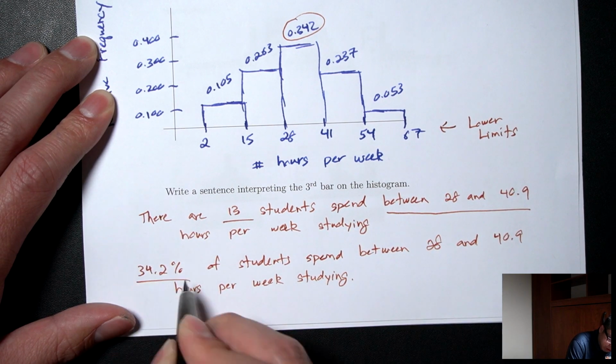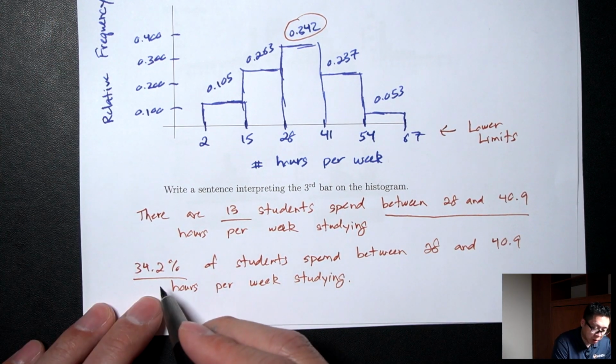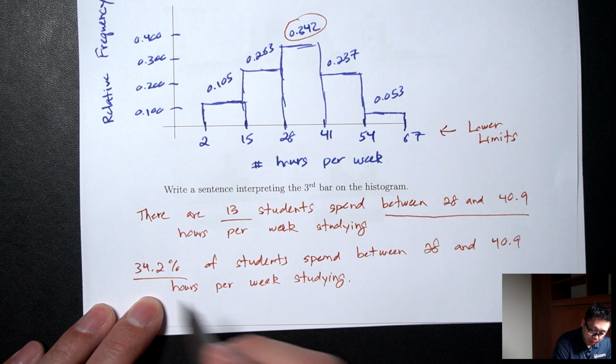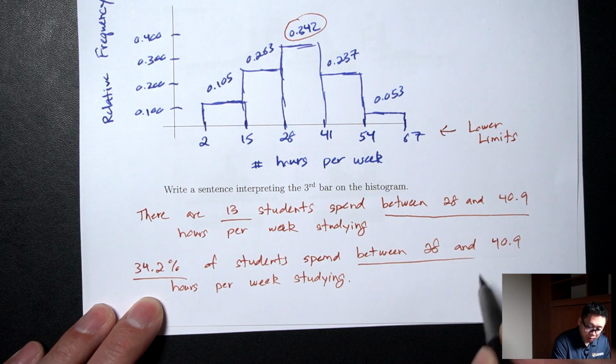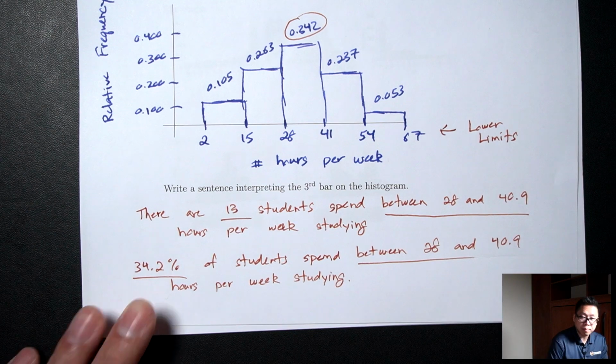So I'm looking for you to convert it to a percent and then tell me what's special about these 34.2%. They spend between 28 and 40.9 hours per week studying.